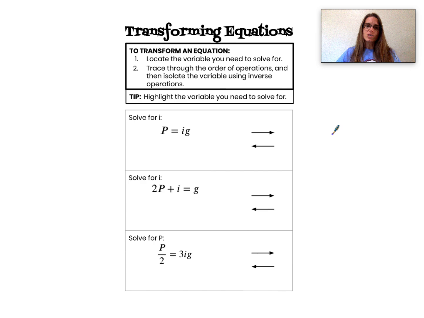When we're solving, we want to really pay close attention to what variable we're solving for, since there are so many variables in the equation. And so we suggest that you highlight the variable you're solving for. In my first example, I am solving for I, so I'm going to highlight I.